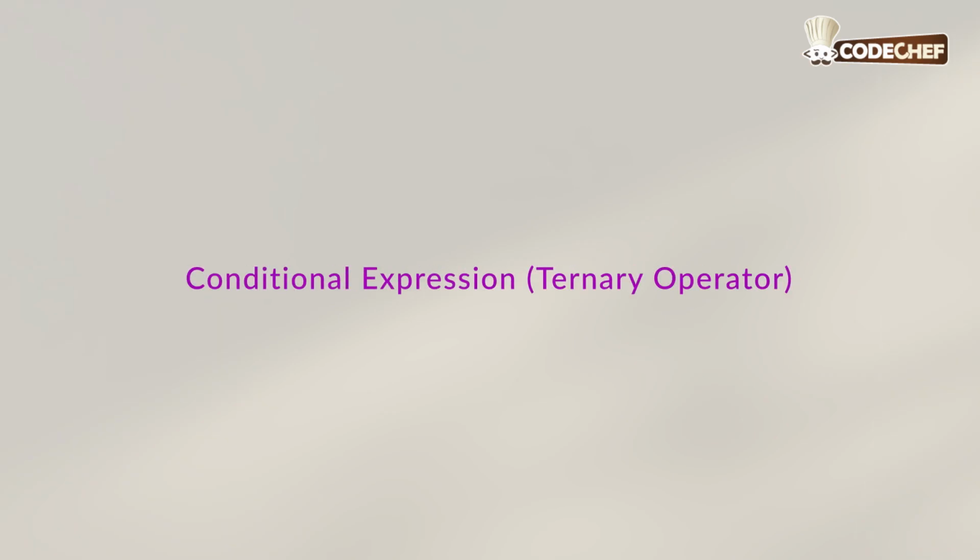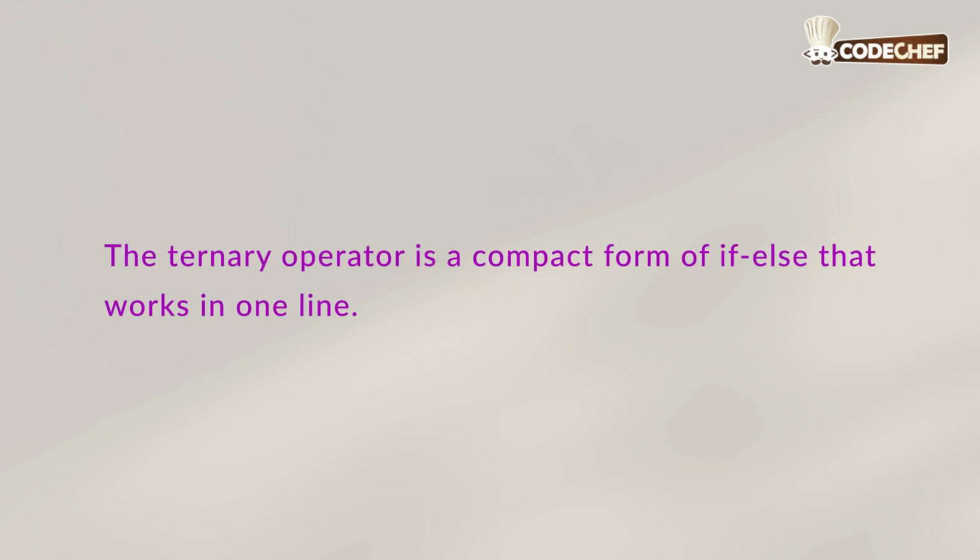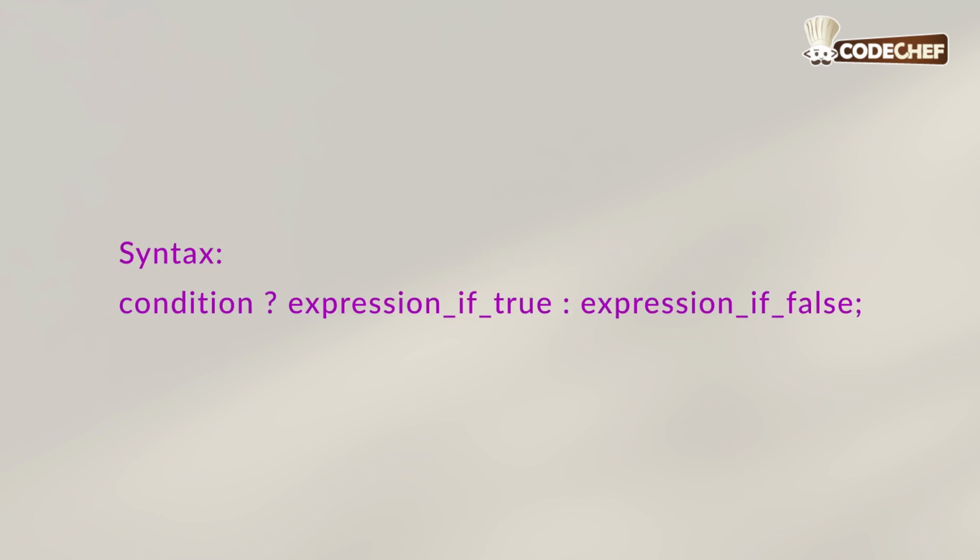Conditional expression, the ternary operator. The ternary operator is a compact form of if-else that works in one line. The syntax for the same is: if the condition is true, use the expression if true, otherwise use the expression if false.